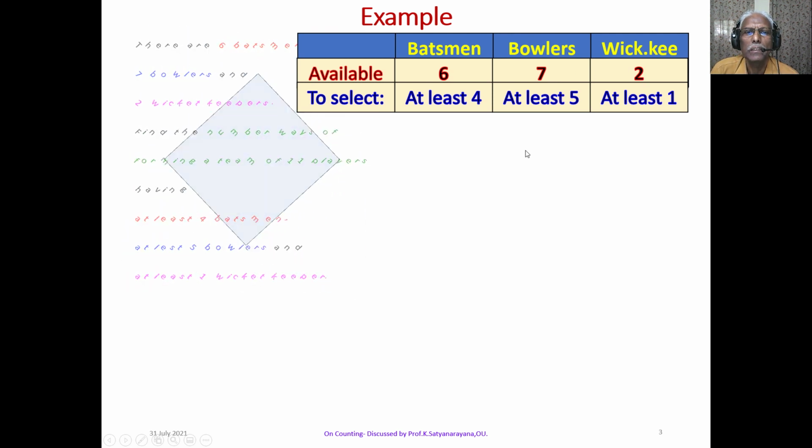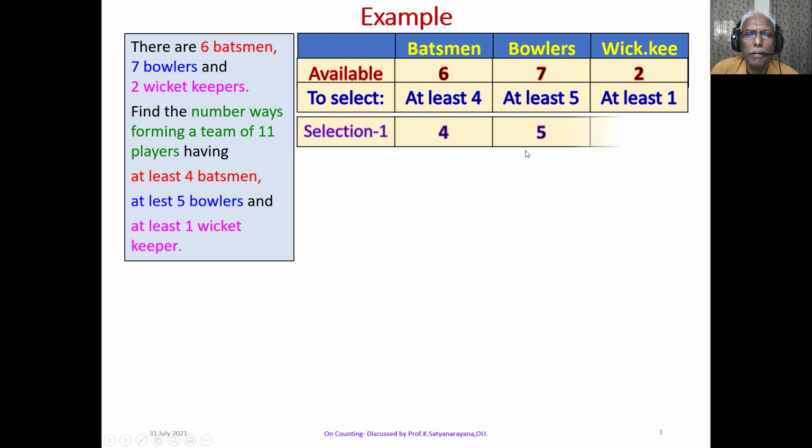The first selection we'll make is this: 2 wicket keepers, 4 batsmen, 5 bowlers. And next time you can do 1 wicket keeper, 5 batsmen, 5 bowlers. Next time you can also do 1 wicket keeper, 4 batsmen, 6 bowlers. So these are the available combinations. The first selection is made: 4 batsmen out of 6, 5 bowlers out of 7, 2 wicket keepers out of 2. So how many ways?